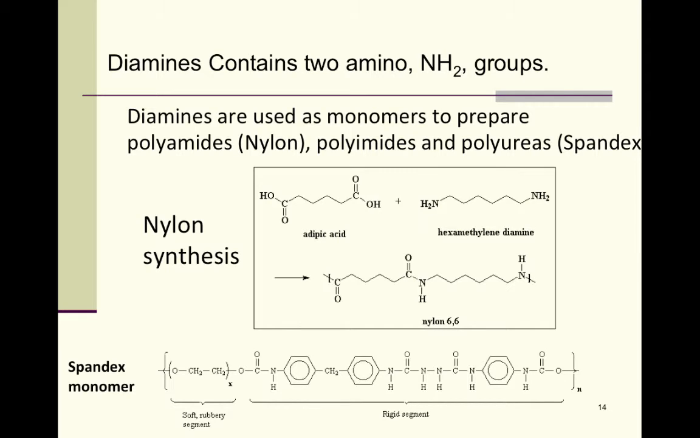Amines that contain 2 amino groups, diamines, are used to prepare polyamides, also known as nylon, and polyureas, also known as spandex.